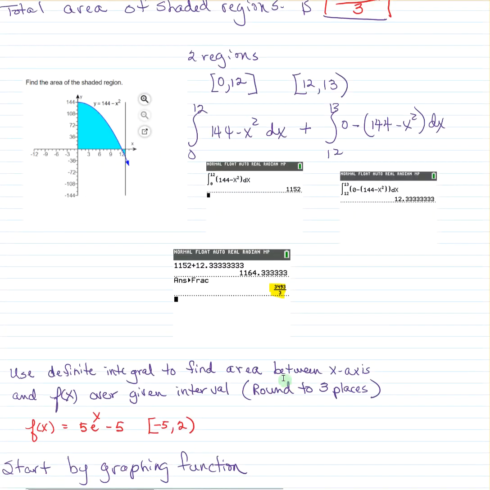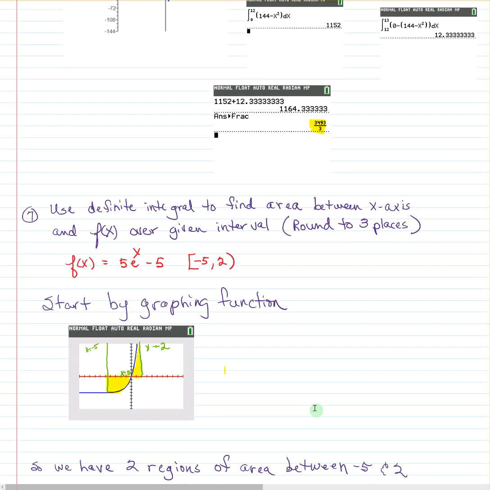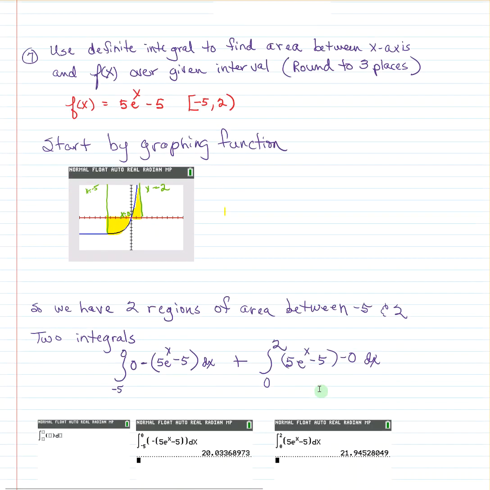When we go to number 7, I believe, and I think that's it, we just have 7 questions. Use the definite integral to find the area between the x-axis and f of x over the given interval. So they didn't give you a picture. We have to graph that on our own. So I did do that. I got this blue graph here. It was 5e to the x minus 5. So you just put that in your y equals, and you've got this picture.